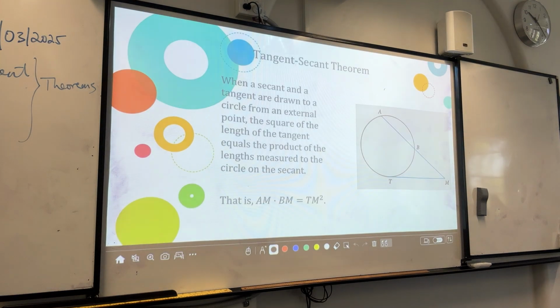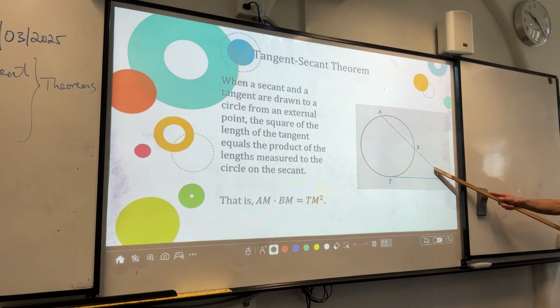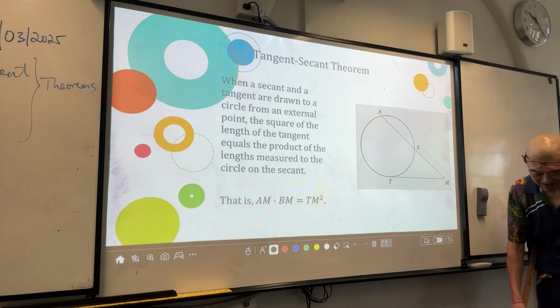So the next theorem, tangent secant theorem. When the secant and the tangent are drawn to a circle from an external point, the square of the length of the tangent equals the product of the length measured to the circle on the secant. Big words, long words. But basically it means this times this is the square of that line. Alright?